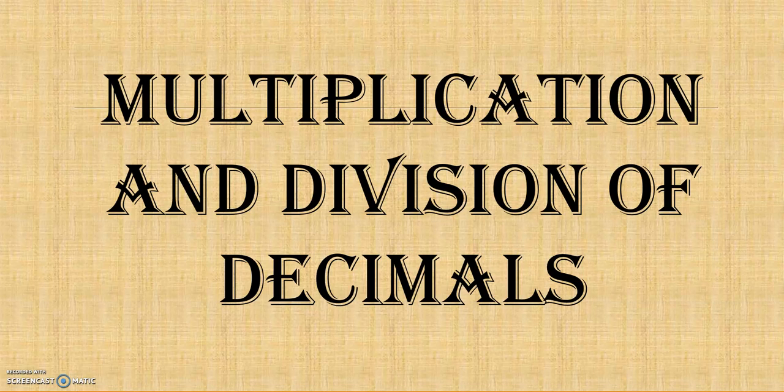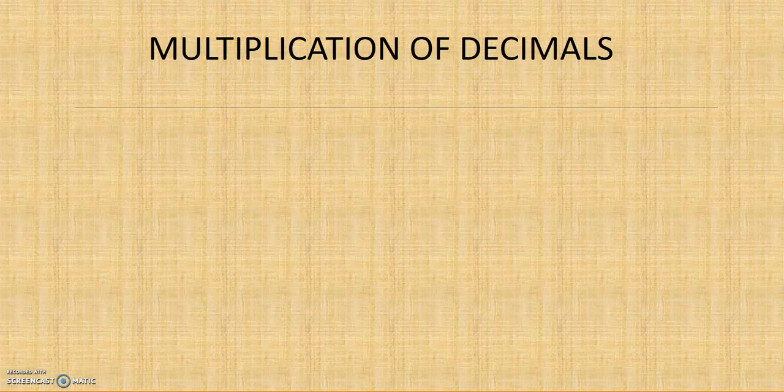For today's lesson, we will learn multiplication and division of decimals. Like for example, we have 37.7 times 2.8. Line up the numbers on the right and just ignore the decimal point. So let's assume that we are multiplying the whole numbers.